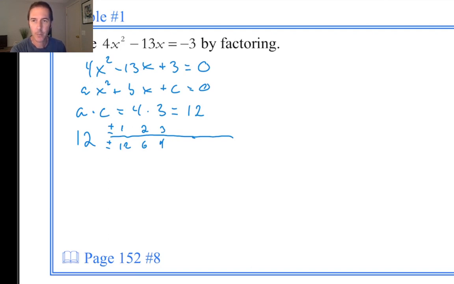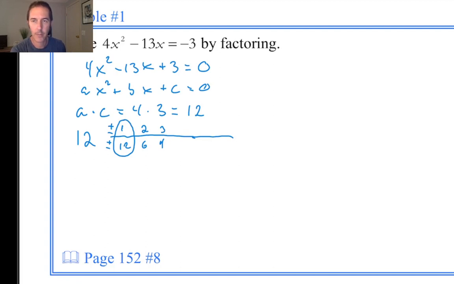How is it that I'm supposed to choose the correct factor pair? The answer is you want to choose the pair that adds to equal your b value. In this case, the b value is negative 13. So I'm going to choose negative 1 and negative 12 because they multiply to equal positive 12, but they add to equal negative 13.